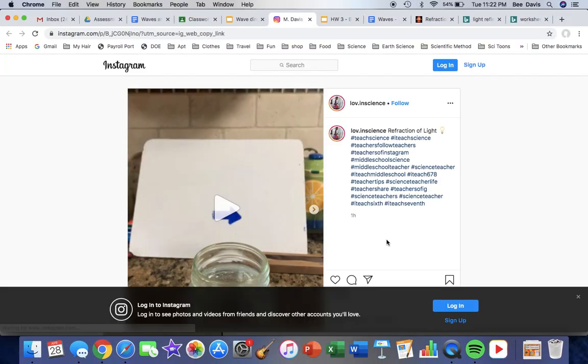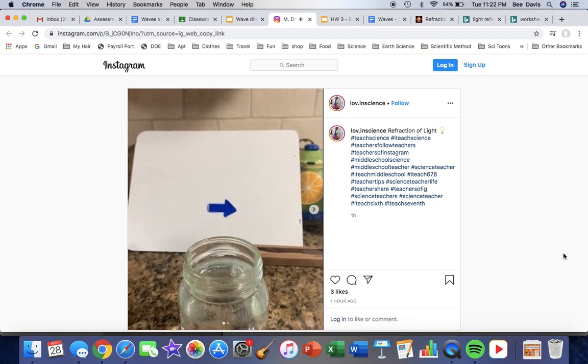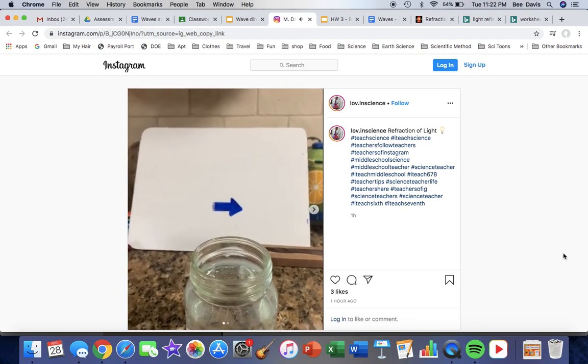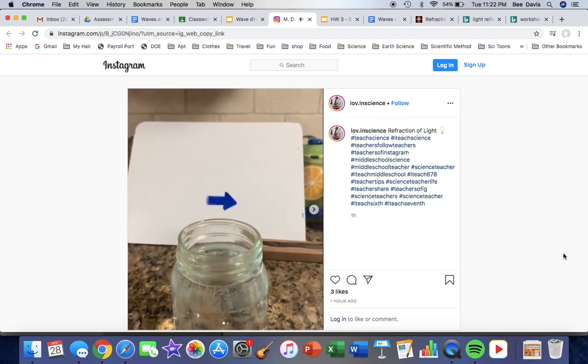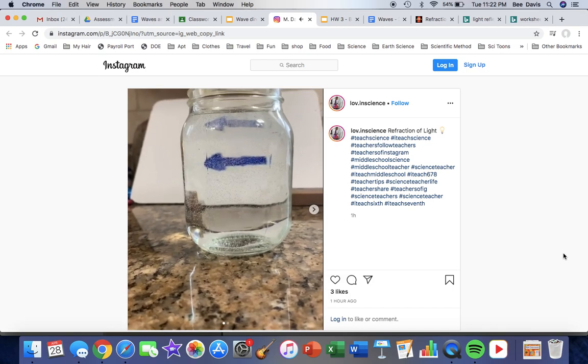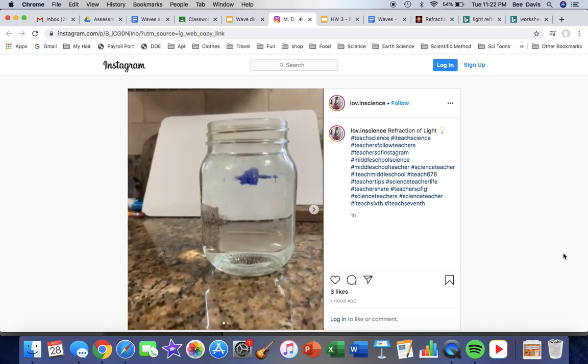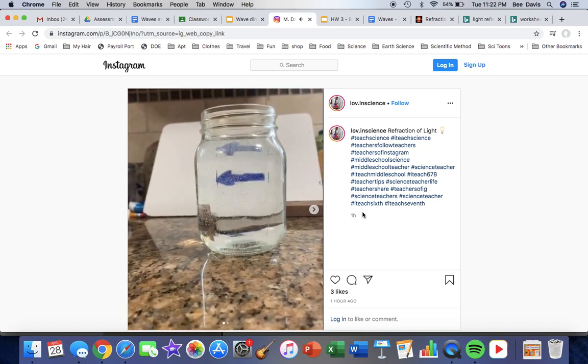And it can play different tricks on you. Refraction of light. This arrow is pointing one direction. We're looking at it through air. If we look at it through a different medium, water, it points in a different direction. Air, water.